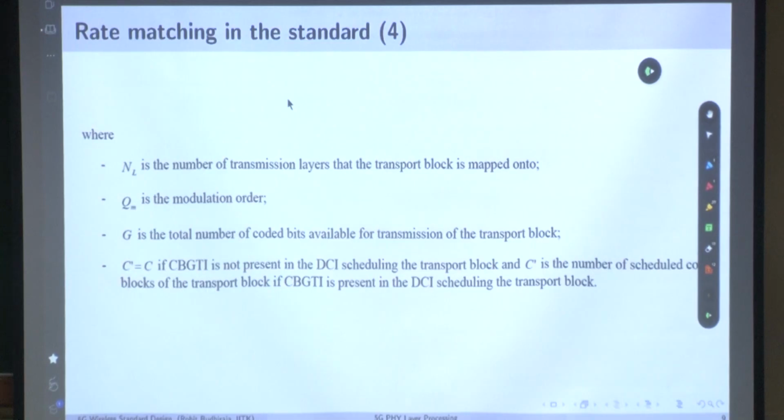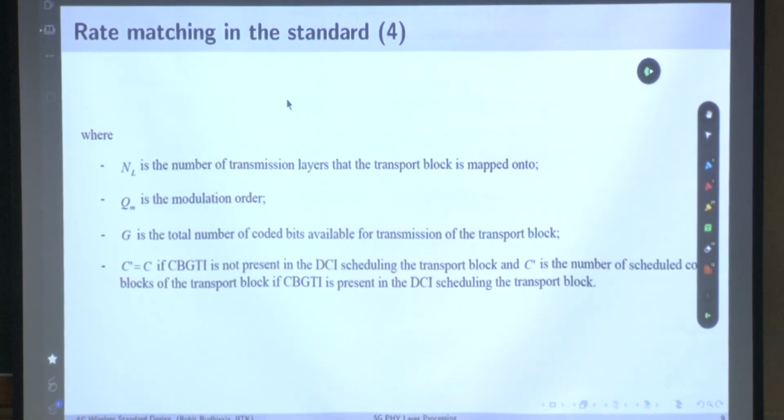So this is basically what we have learned in these two lectures: how rate matching is designed and what is the need of rate matching. That's what we have learned.